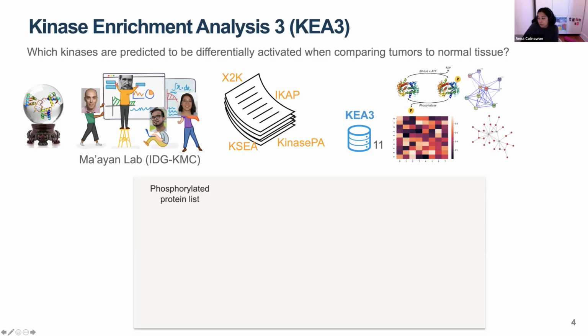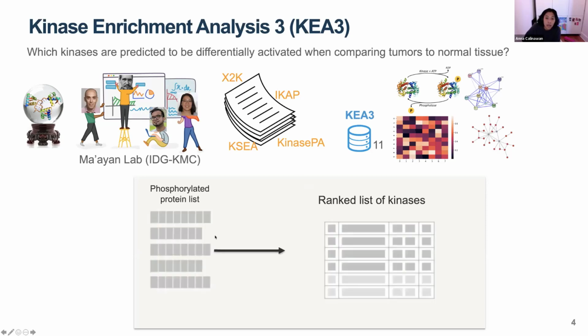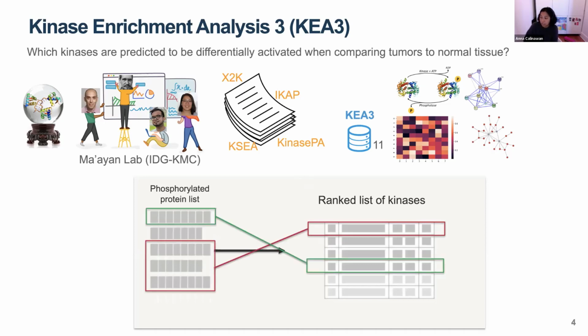It takes as input a phosphorylated protein list encoded as human gene symbols, and then returns a ranked list of kinases. A kinase's rank is putatively higher if its putative substrates overlap more with the input gene set. Essentially, this ranked list of kinases gives you a relative sense of their inferred activity.